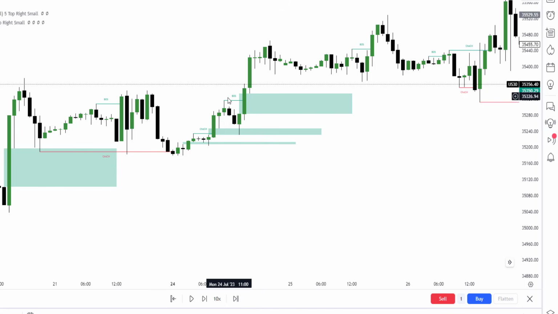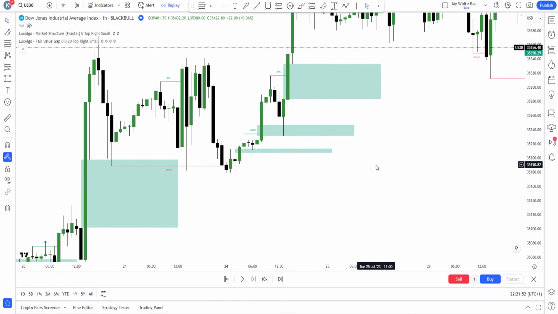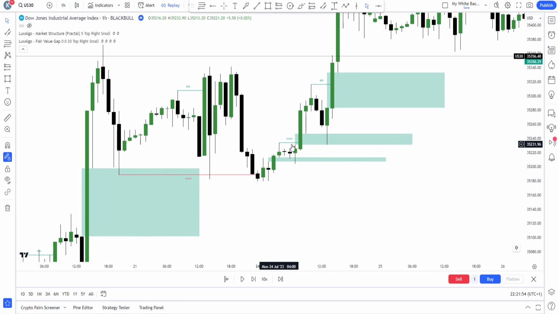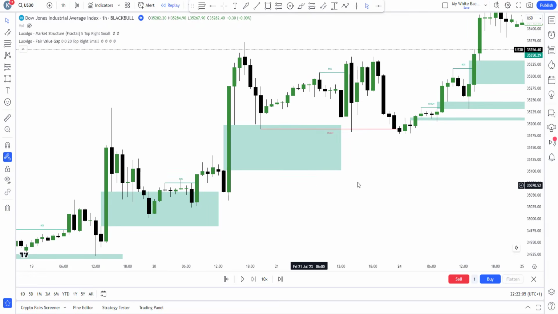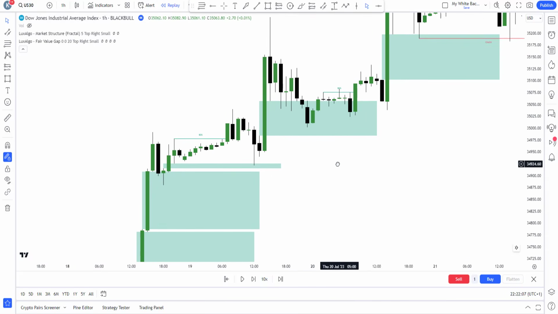Look at price coming, breaking structure, changing market structure right here. Let me show you this. Price has shown you that there is a shift in market structure here, leaving a fair value gap. Price coming back, and you have an entry in that particular fair value gap. Another one right here. Let me show you these ones.